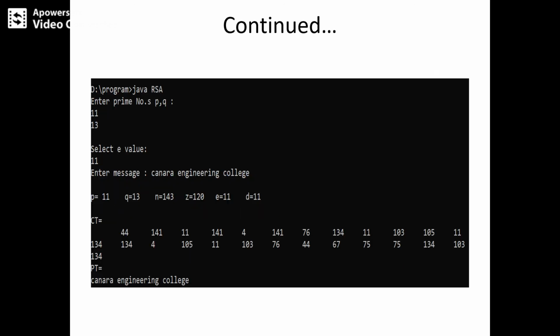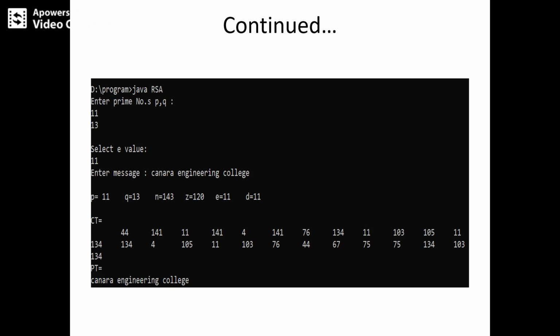So this is one more example. This is a little bit lengthier plain text we have taken. Similarly, the prime numbers are the same here: we have taken 11 and 13. The integer value, the e value, we have selected is 11. Here the message we are taking is Canada space engineering space college. All the characters are small here, including space. Here the ASCII value takes the space, and it will perform the encryption and decryption for the space also.